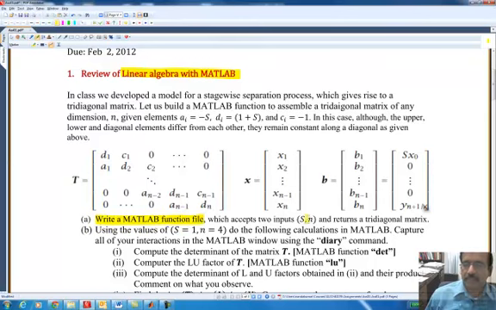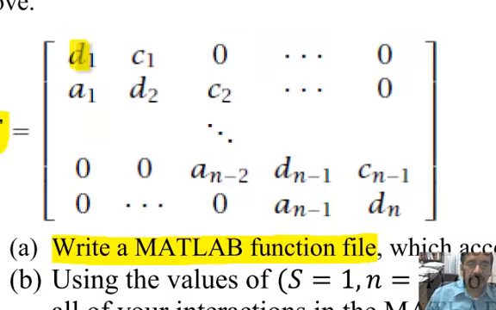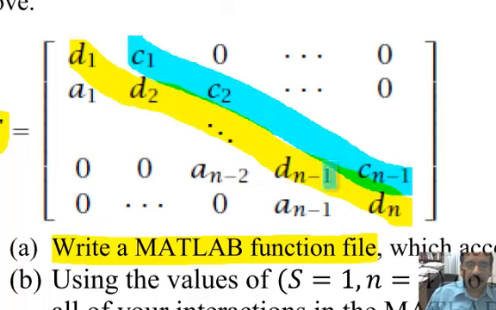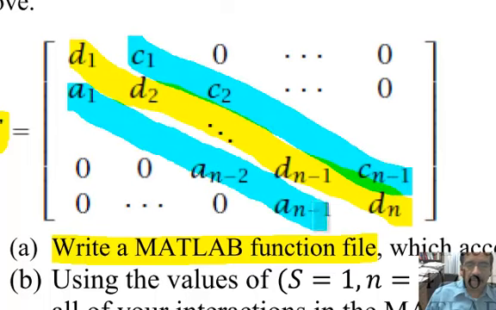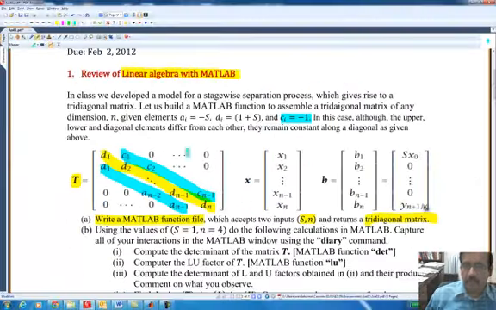file that accepts two inputs s and n and produces a tridiagonal matrix of this form that you see here. So it must contain d's on the diagonal and then c's on the upper diagonal and a's on the lower diagonal. But these are told, like c is given as -1 for all entries, and a is given as -s for all entries, and d is given as 1 plus s for all entries.